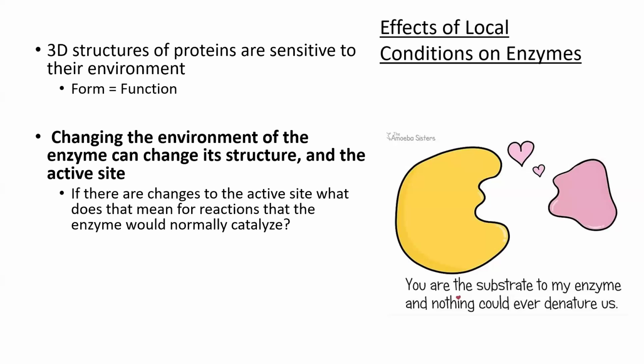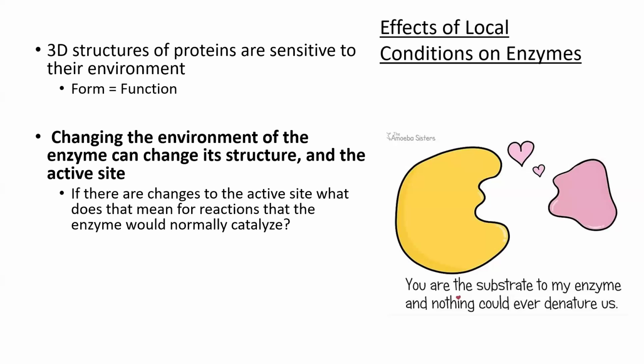Now, proteins are very sensitive to their local environments, again mostly temperature and pH. If we change the environment that an enzyme is in, that can change its three-dimensional structure, and therefore it can change its active site. So there are changes to the active site. What does that mean for the reactions that the enzyme would normally catalyze? The active site, the shape is different. What does that mean for the reaction?